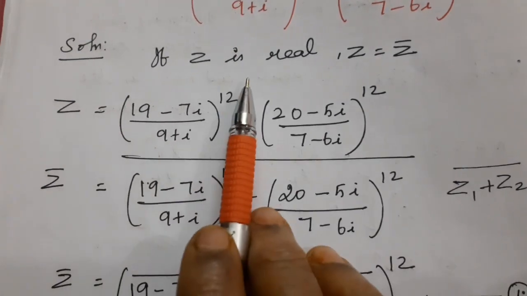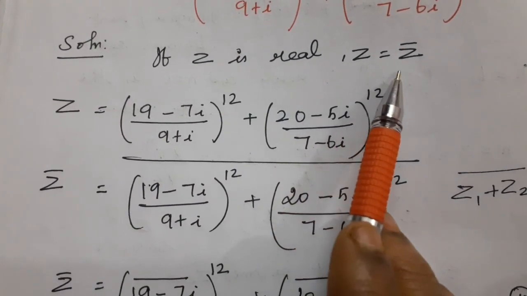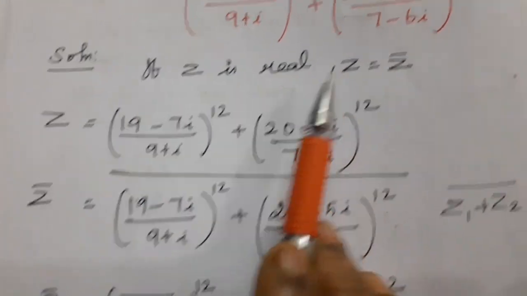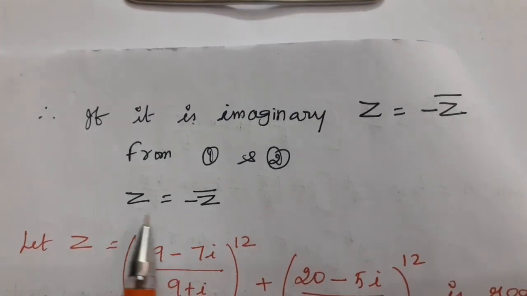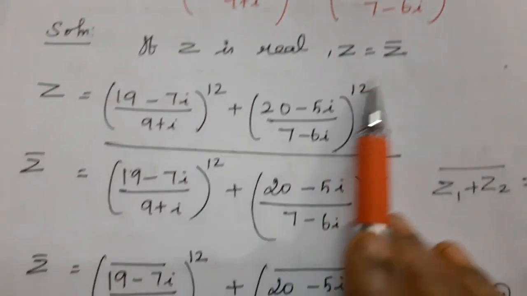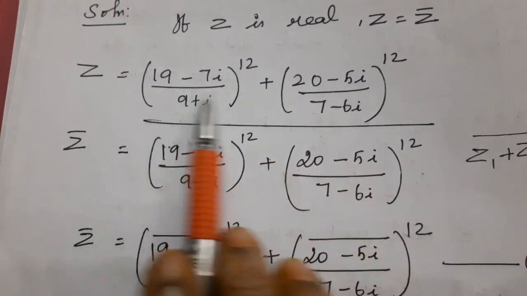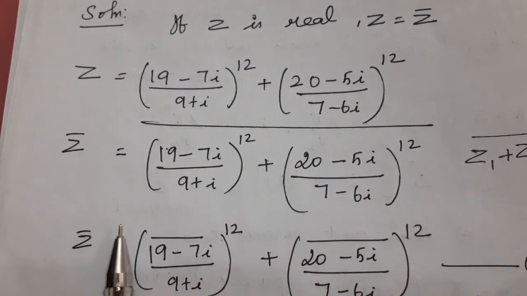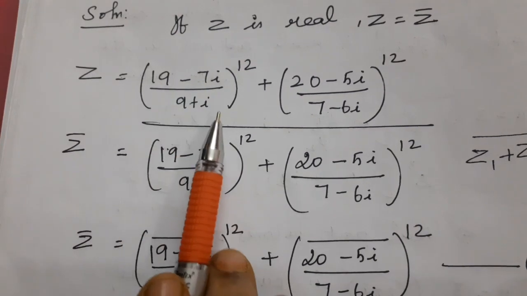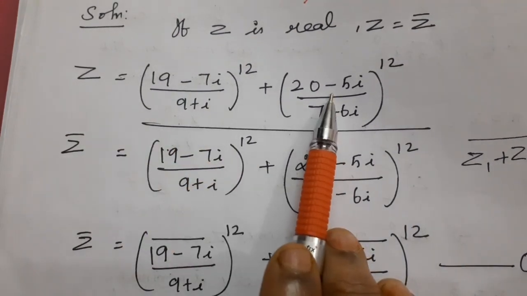So what is the solution? Z is real means what is the property? Z equal to Z bar. Imaginary means Z equal to minus Z bar. Real means Z equal to Z bar. The same model only. So taking the given question as Z, call it 1.